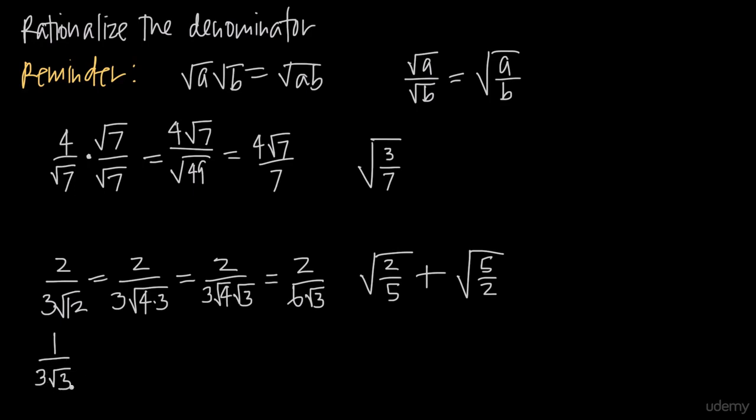Now, to get the square root out of the denominator, we just multiply both the numerator and the denominator by square root of 3 in order to not change the identity of the original fraction.